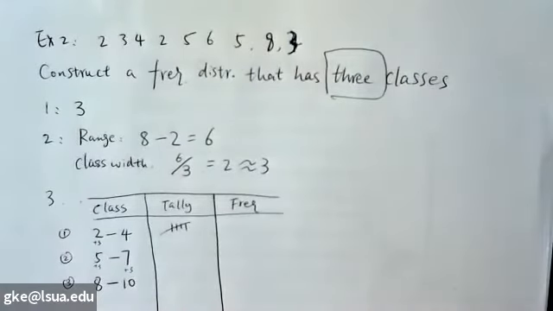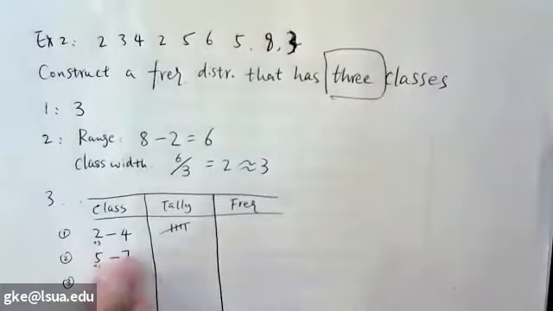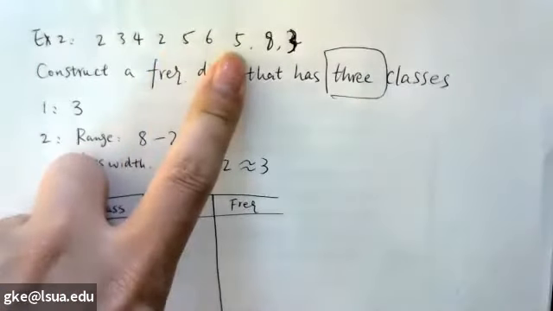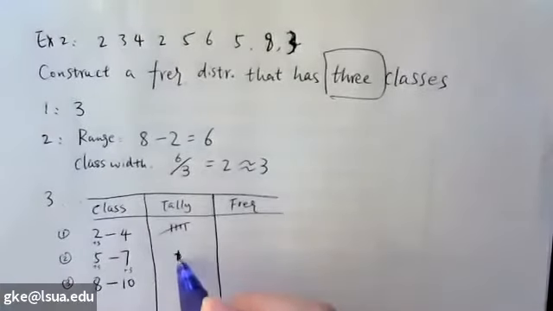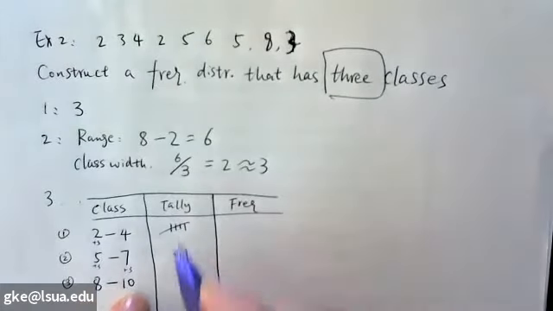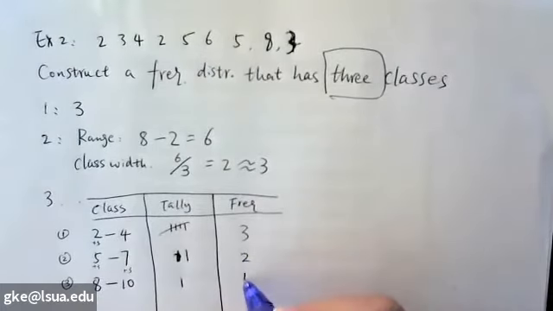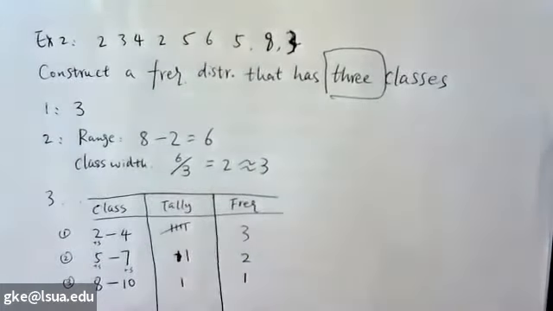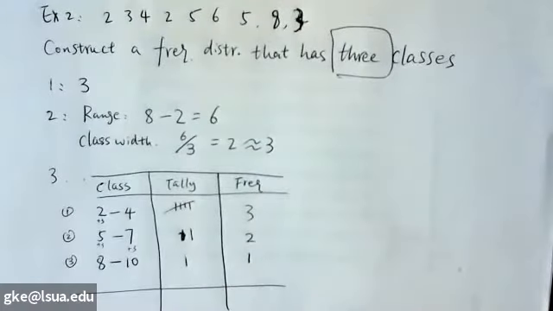Right? And the number between 5 and 7: 1, 2, so we count 2. And the number belongs to 8, 10, that is 1, right? So the frequency is going to be 3, 2, 1. So we finish this table, right?